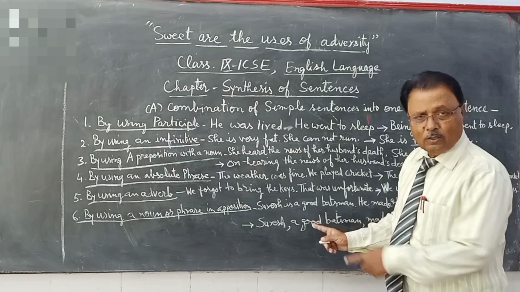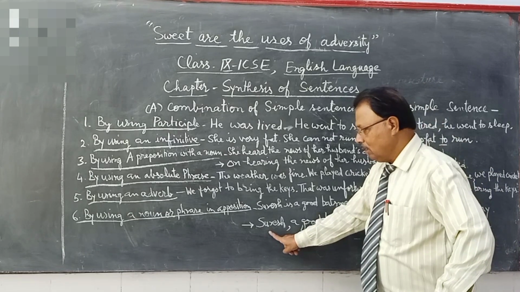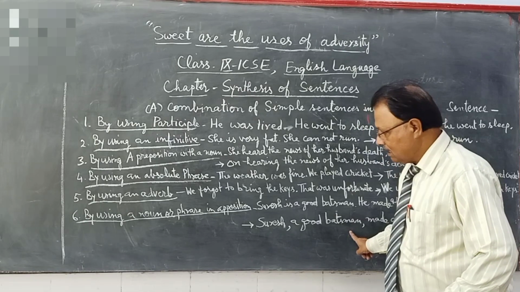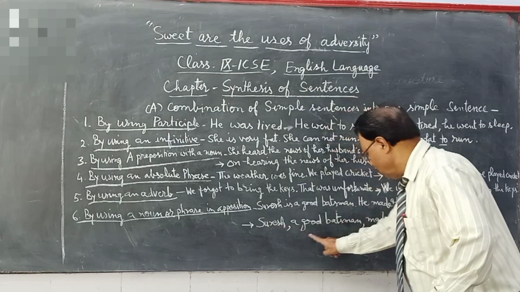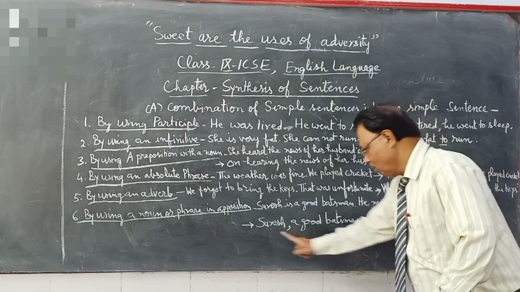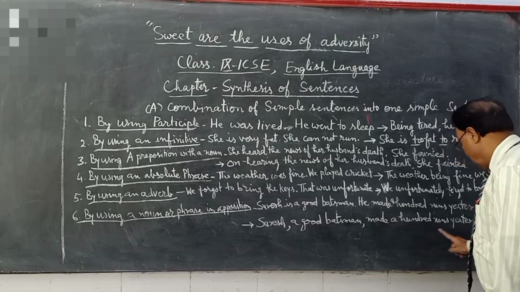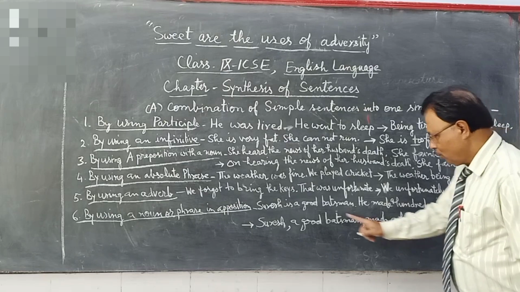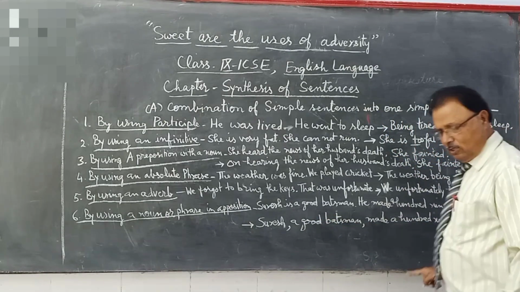Now we will combine these two sentences together. Suresh, who is Suresh? A good batsman. That is the phrase in apposition. Suresh and a good batsman are the same, so we separate them by commas. Suresh, a good batsman, made 100 runs yesterday. This part will remain the same.